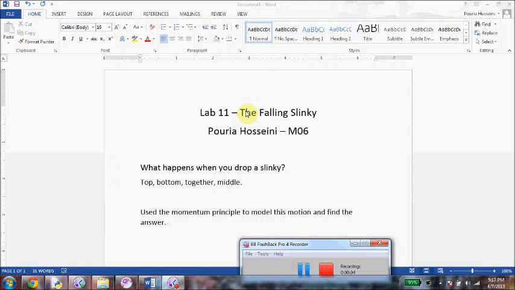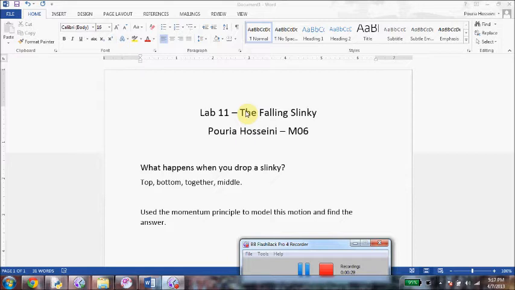So this is Lab 11, The Falling Slinky by Pouria Hosseini, section M06. And the main problem in question in this lab was what happens when you drop a slinky? Will the top go down to the bottom? Will the bottom go up to the top? Will both ends move and meet somewhere in the middle? Or will both ends move together and fall down?